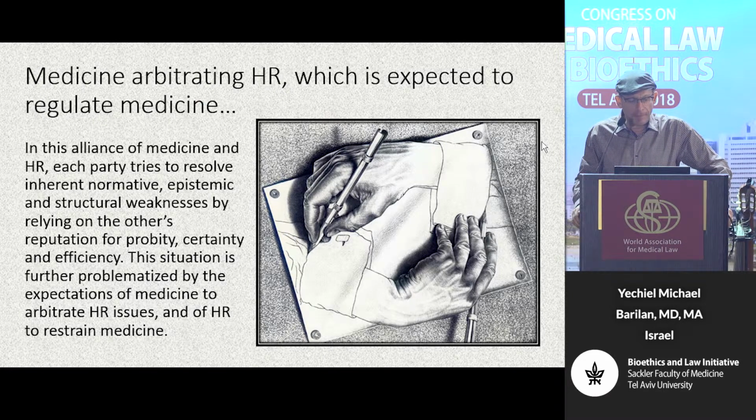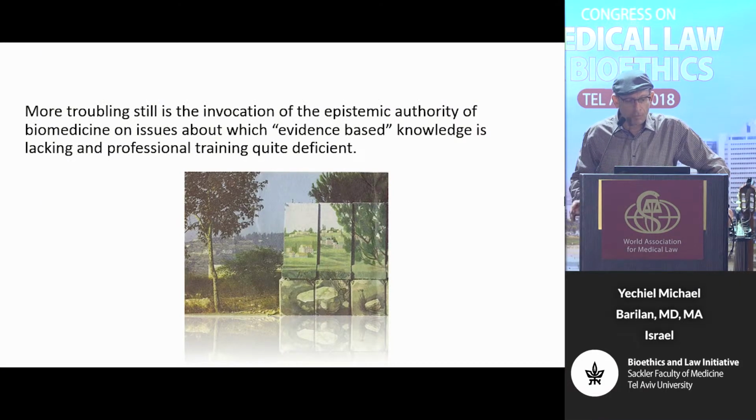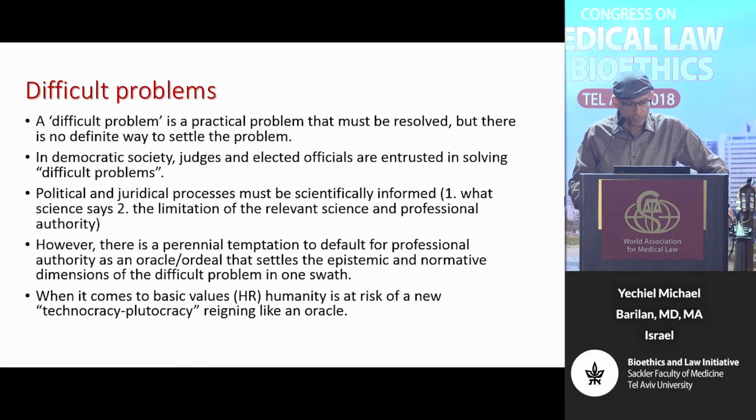In this alliance of medicine and human rights, each party tries to resolve inherent normative, epistemic, and structural weaknesses by relying on the other's reputation for probity, certainty, and efficiency. This situation is further problematized by the expectations of medicine to arbitrate human rights issues and of human rights to restrain medicine. So we got each guarding the other. More troubling still is the invocation of the epistemic authority of biomedicine on issues about which evidence-based knowledge is lacking and professional training is quite inefficient.